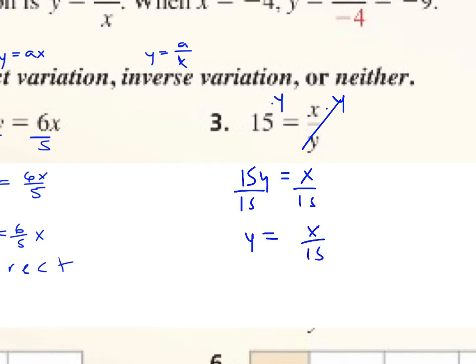So same thing from the one before. X is on top, so it's not inverse variation. It's actually y is equal to 1 over 15 times x. So our constant here is 1 over 15. So that's what makes this direct variation. X has to be on the bottom for it to be inverse.